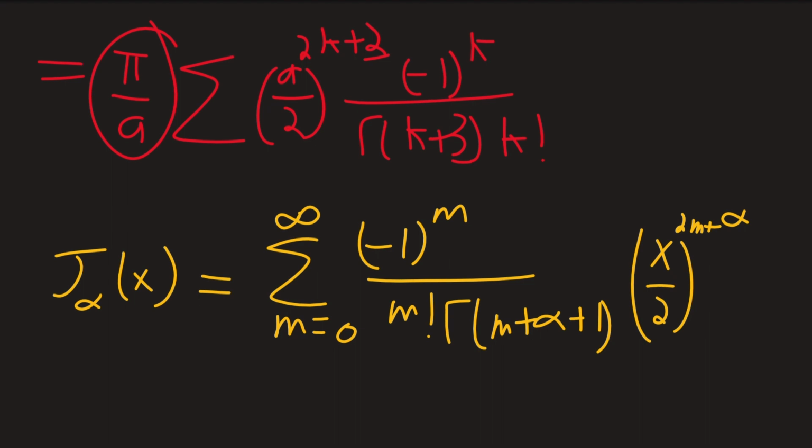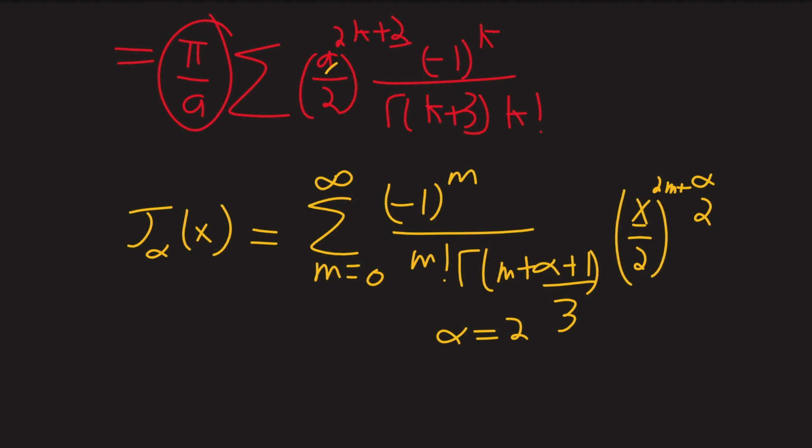The reason for that is, if we say alpha is equal to 2, then what we're left with in the denominator inside the gamma is 2 plus 1, which is 3. In the exponent of this x over 2 term we're left with 2m plus 2, and that's exactly what we have. Then of course there's the parallel between the a and the x. So what we're left with is pi over a times the Bessel function of the first kind, J_2 of a.